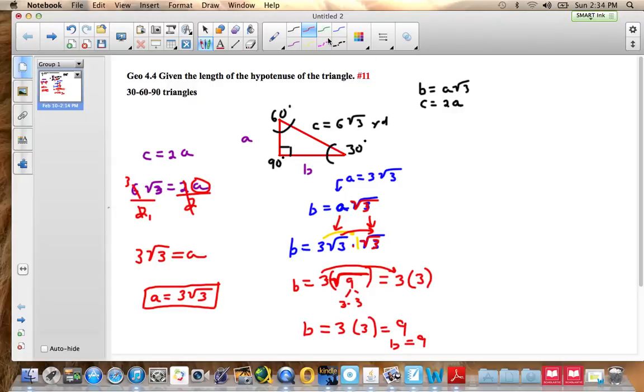So if I come back and look now, I've completed this problem. C, which is what I was given, was 6 times the square root of 3. Then I determined A over here, so A was 3 times the square root of 3. And then B, which I determined down over here, ended up being 9. And my units, obviously, for all of these are in yards. And so that concludes problem number 11 in 4.4. Good luck.